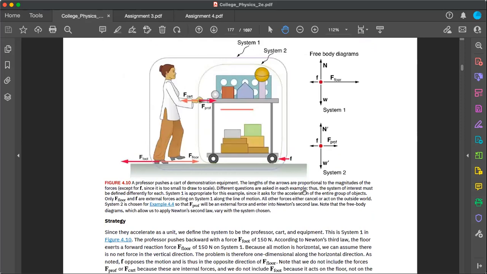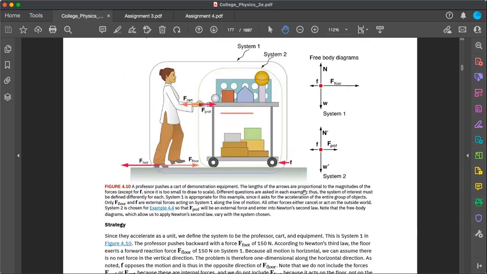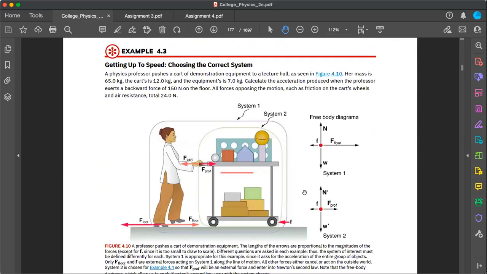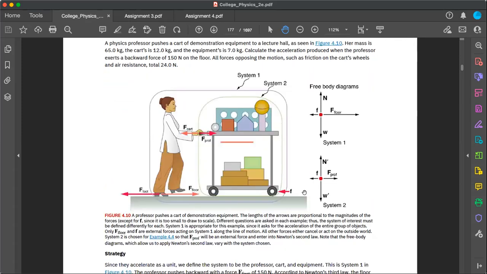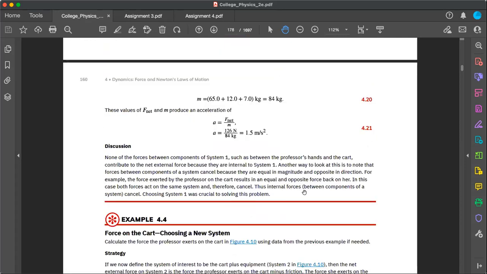You got it? And you have the total mass, which includes the mass of the teacher, the equipment, and the cart. So what is the acceleration?